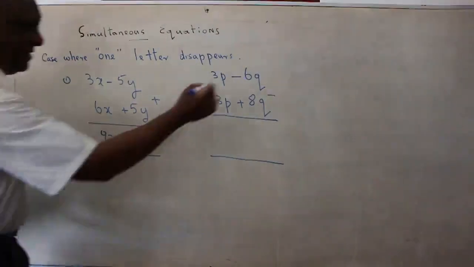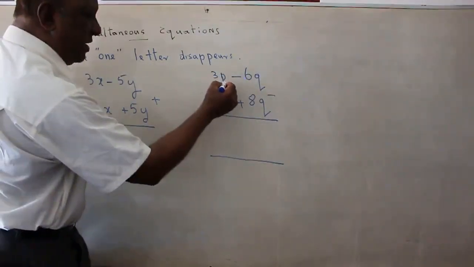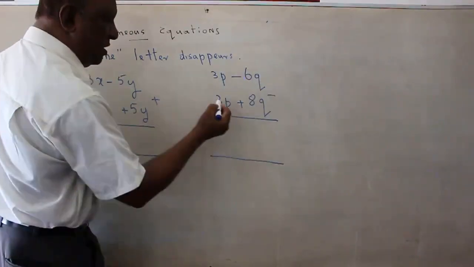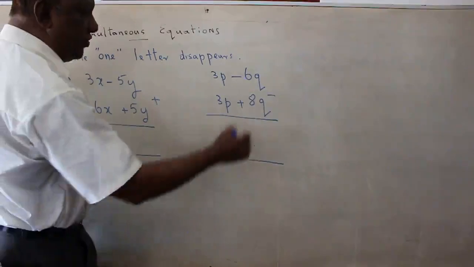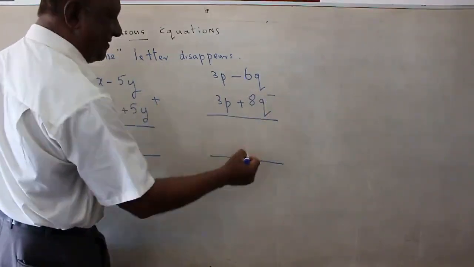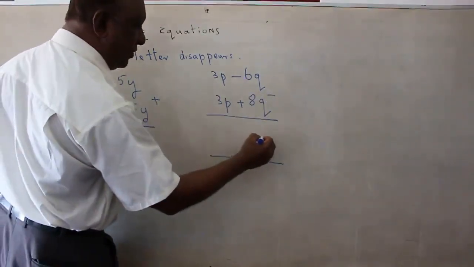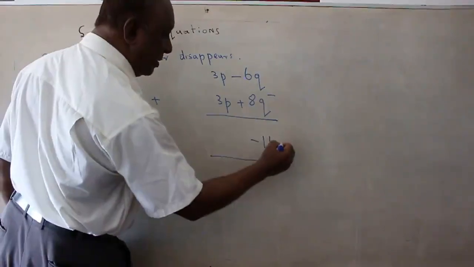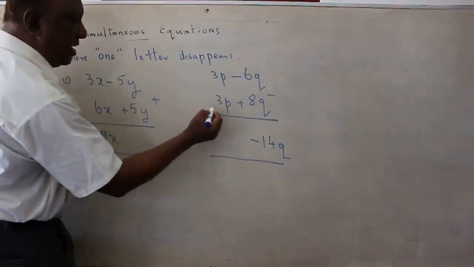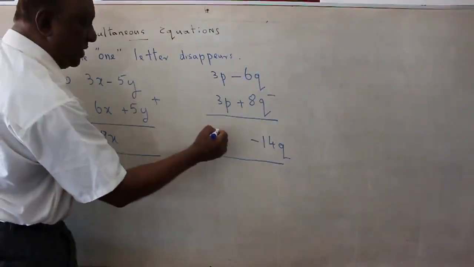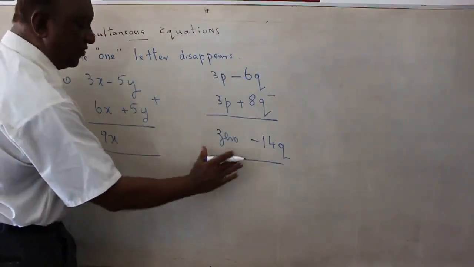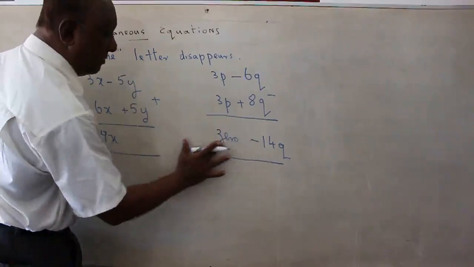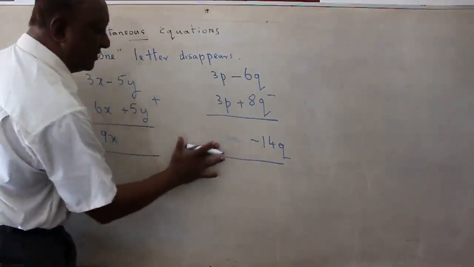In this case, 3p minus 6q, 3p plus 8q. You subtract. When you subtract, the bottom line changes sign, it will become minus 14q. This becomes plus 3p minus 3p, 0. That means p does not exist. P is no more, that means p vanishes. So therefore we can understand there is no p.